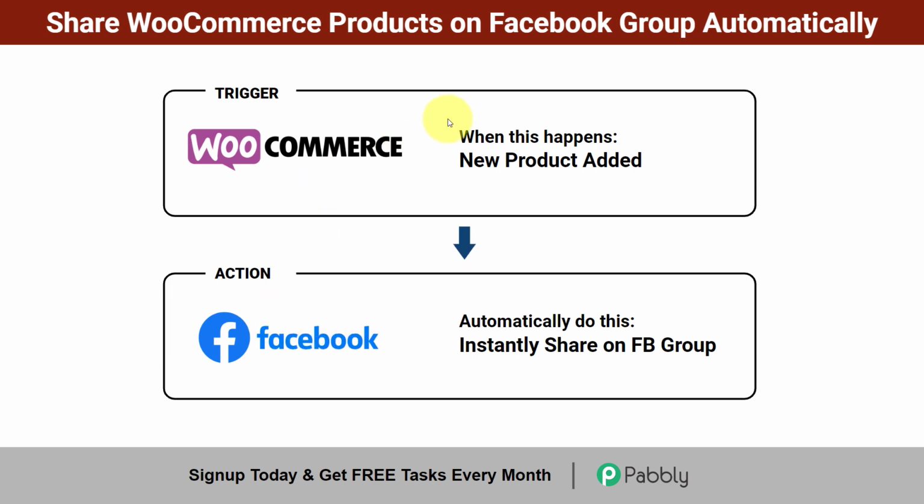So either you can manually share the product information with all your community members, or you can entirely automate this process in such a way that whenever a new product is added in your store, the same product will be instantly shared on your Facebook group automatically. Want to know how you can also do that? Then come with me and I will show you everything step by step.